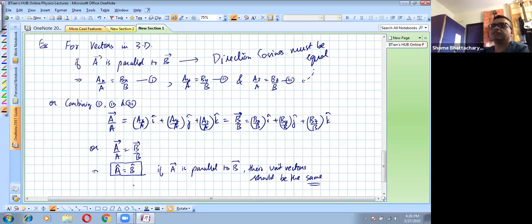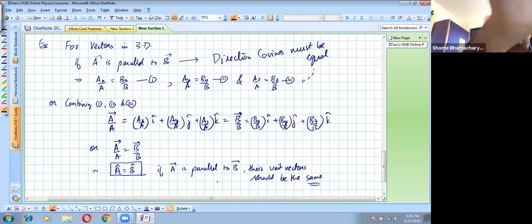Okay, so this becomes a condition for two vectors to become parallel to each other, that the unit vector should be same, or in other words, their direction cosines should be identical. All three direction cosines should be the same. Yeah, here we are combining all three. We have combined the z-axis component also. Az upon A should be equal to Bz upon B.